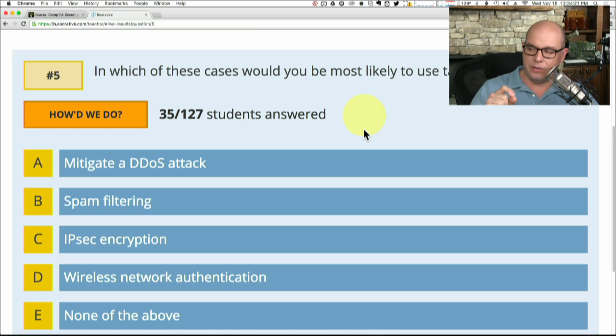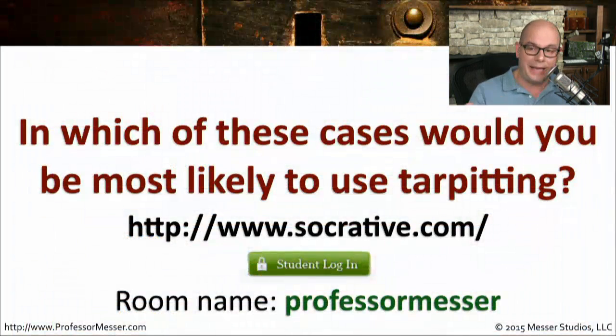So we need to figure out the tarpitting piece of this and being able to prevent this from happening in your organization. If you think you know, stop Googling it. You should guess. Go figure it out and being able to work through it. And go to Socrative.com and you can vote. Tell me what you think the most likely use of tarpitting might be. Go to the student login and choose the room or type in the room name of Professor Messer. That's going to be the best way to go about figuring out those pieces and working through the answer for those.